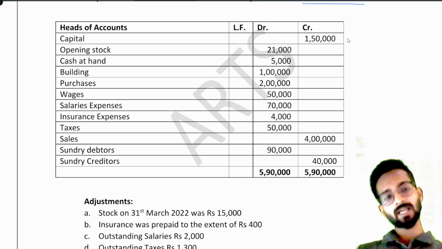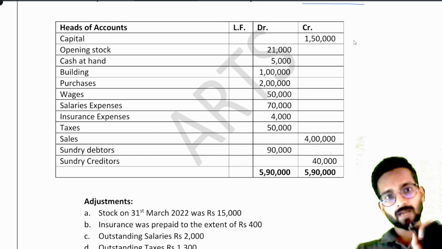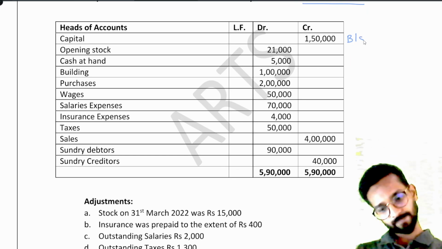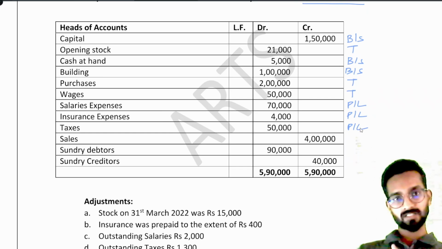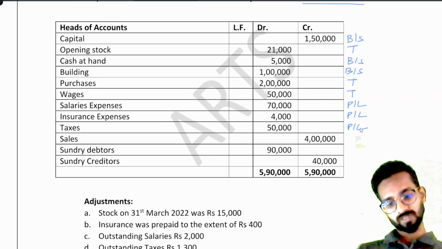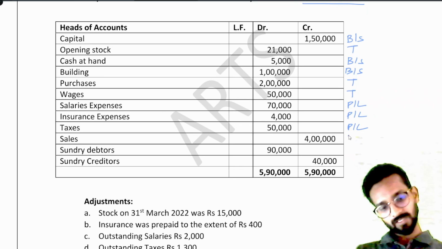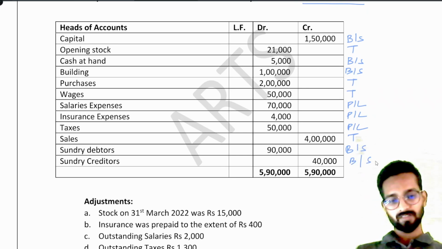Now you will tell me the answer. Capital, where will capital appear? Balance sheet. Opening stock, trading account. Cash in hand, balance sheet. Building, balance sheet. Purchases, trading. Wages, wages also trading. Salary, P&L. Insurance, P&L. Taxes, P&L. If they are saying income tax, then it will go in the balance sheet, and we will remove it from the owner's capital. Then sales, again trading. Sundry debtors, balance sheet. Sundry creditors, balance sheet. Simple.